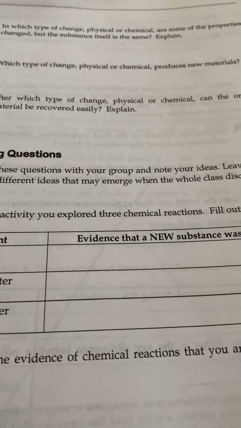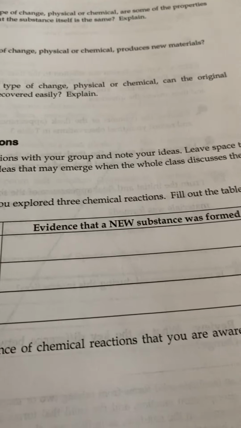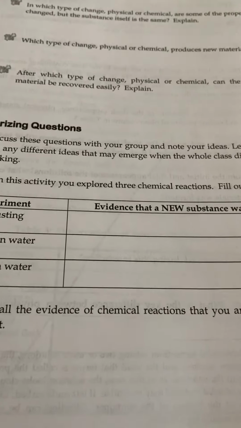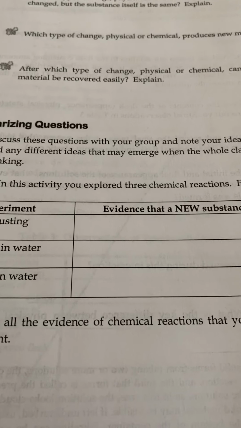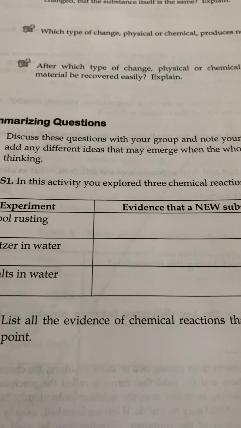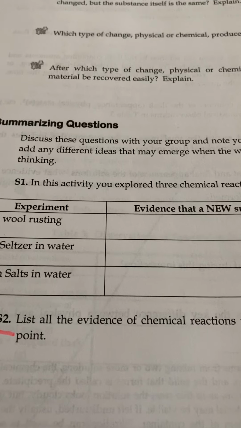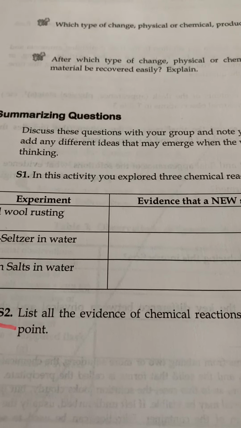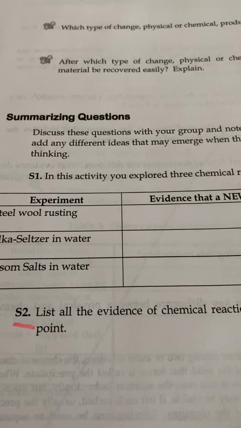Hello, this is my summarizing questions for Unit CR, Activity 3, starting with question number 2. All the evidence of chemical reactions that I am aware of or that we've learned so far is when it changes color, whenever it produces a gas. I know also the heat, sometimes if it produces heat or it emits a light, formation and precipitation.